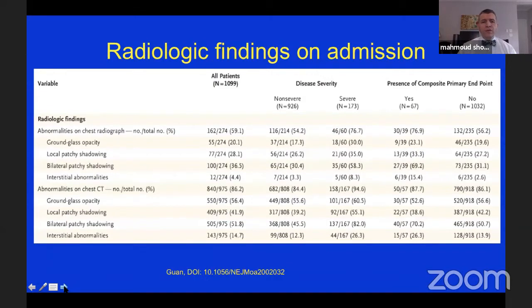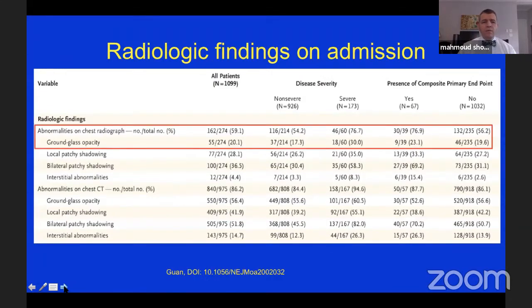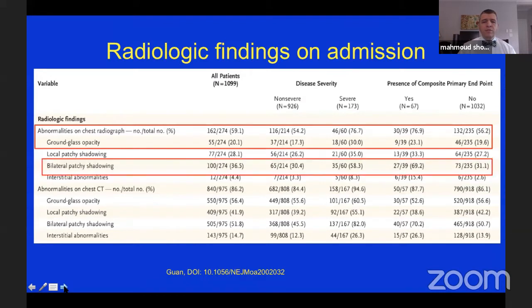Going to the radiological findings, and this I think was covered by our professors from China. Initially, abnormalities on X-ray were common, almost 60% of the patients, obviously more seen with the patients with severe symptoms. And it has distinctive bilateral patchy shadowing, and that's important to identify early.